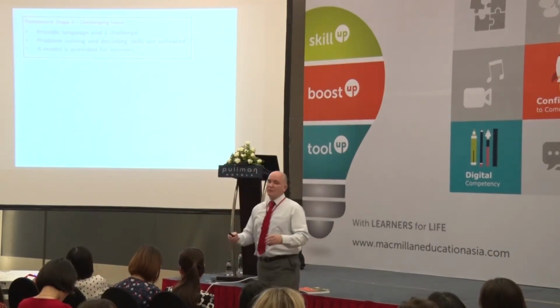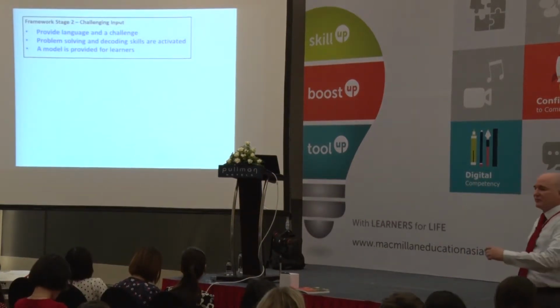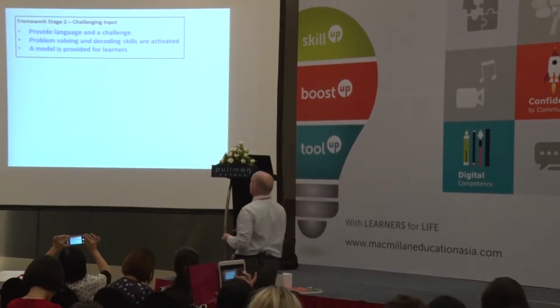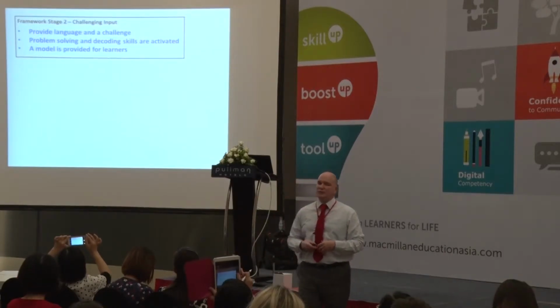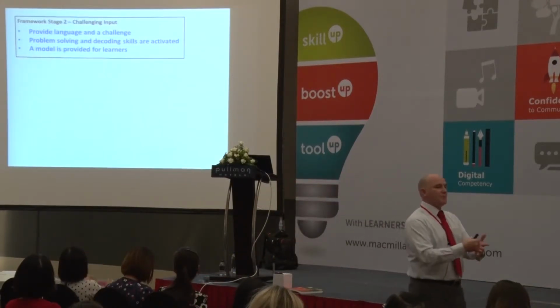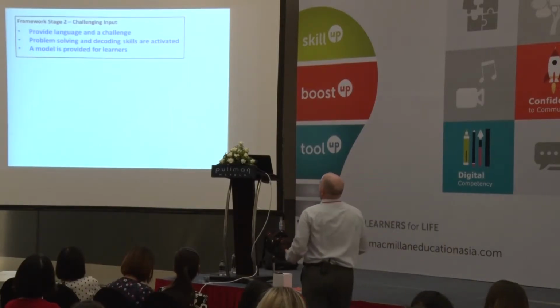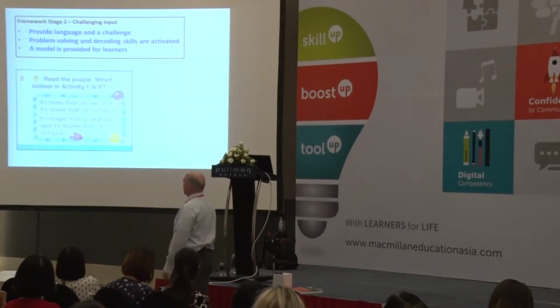Now, next stage. So we've done the stimulated interest. The kids are ready to learn. They want to learn about animals. They're up for it, and they've been thinking. They're interested in the lesson. So what we need to do now is provide the language and a challenge. We can't just give them the input. We have to give them the input and challenge them with something. We want to do problem solving and decoding skills in this one, and we provide a model.